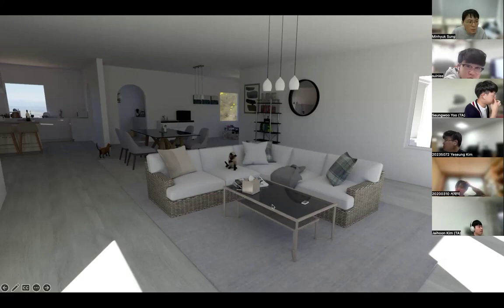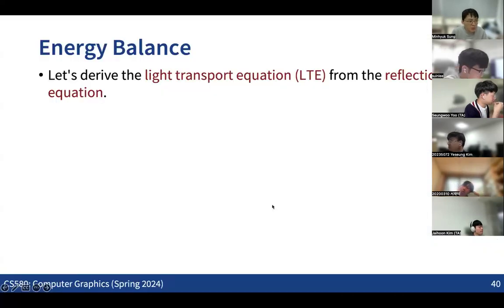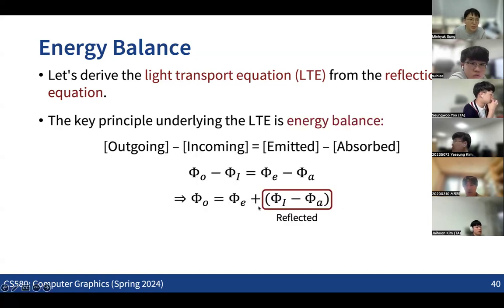Yeah, so in global illumination, one thing we are going to see is that we make a small change to the rendering equation that we have seen. The rendering equation that we have seen was basically a reflection equation. So we are going to turn this into the light transport equation, which is almost the same, but we will see some differences there. The key principle of the light transport equation, LTE, is basically energy balance in the system that we are defining.